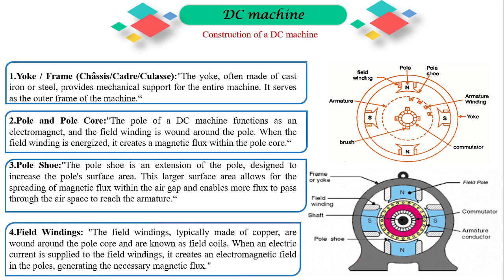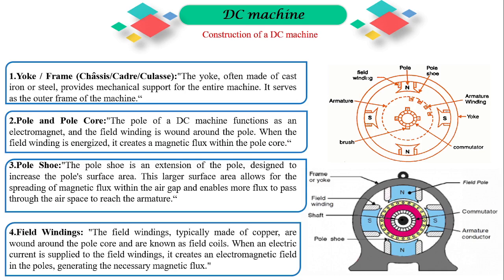Let's take a closer look at the intricate construction of a DC machine. These electromechanical wonders consist of several key components working harmoniously to transform electrical energy into mechanical energy. The primary parts of a DC machine include 1. Yoke frame. This sturdy component, often crafted from cast iron or steel, provides mechanical support, forming the outer frame of the machine. 2. Pole and pole core.